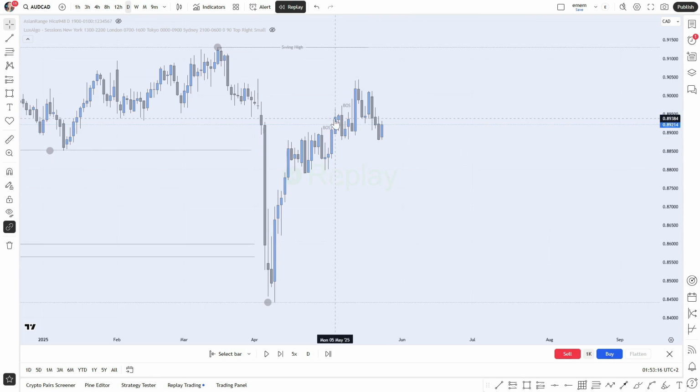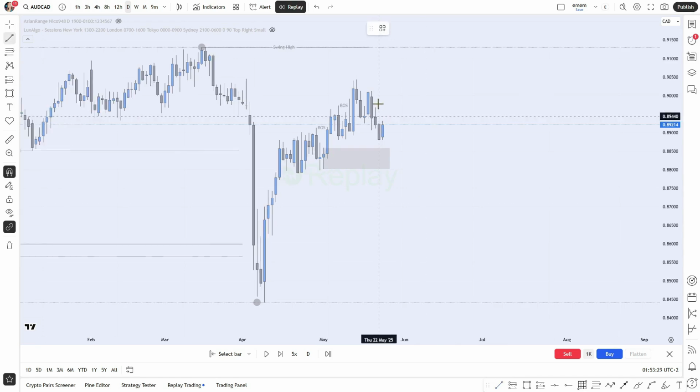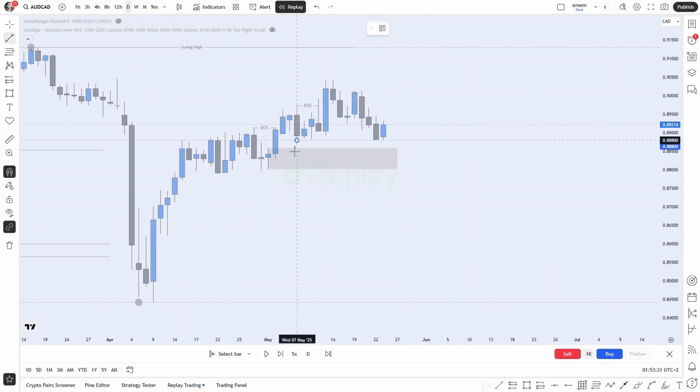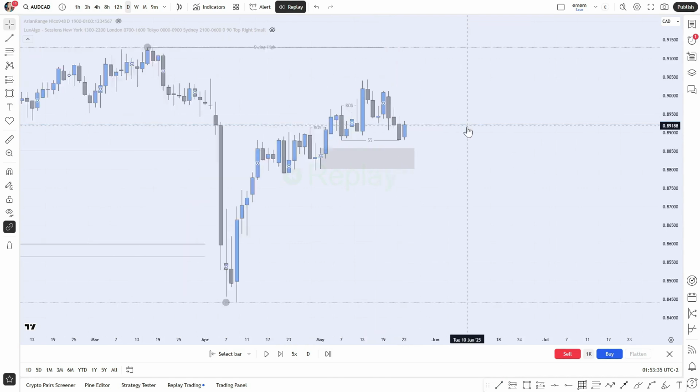Now, we've seen a lot of break of structures, and then for people who already have an understanding of inducements, we see this beautiful demand zone here that has not been tested. Do you understand me? Beautiful demand zone that has not been tested. Not only has it not been tested, it also has this beautiful inducement as well. Right? Now, what would this mean for us?